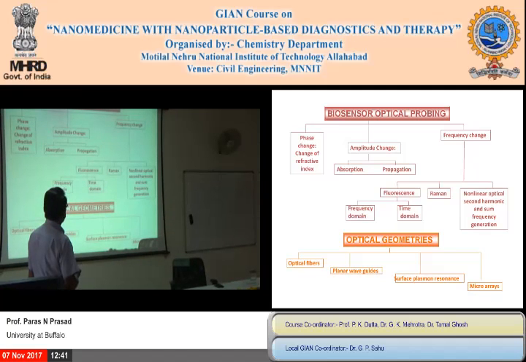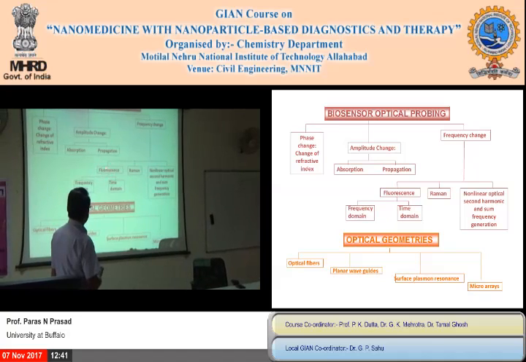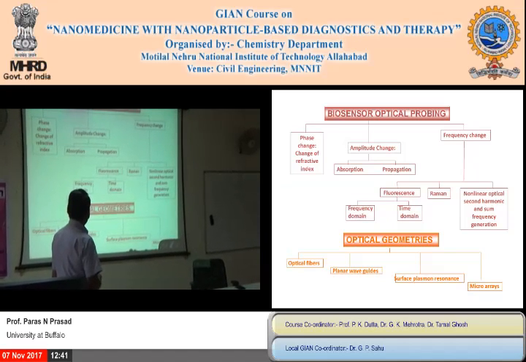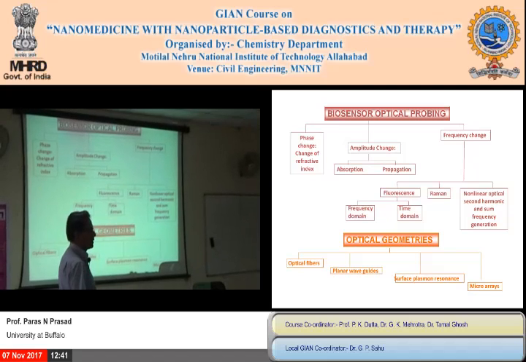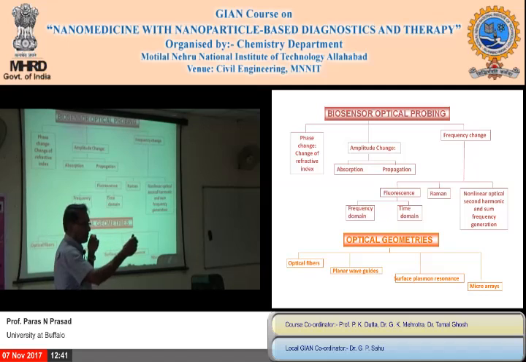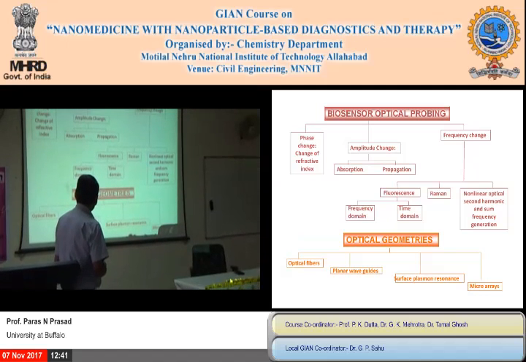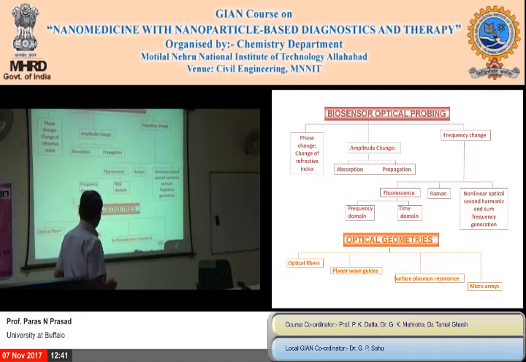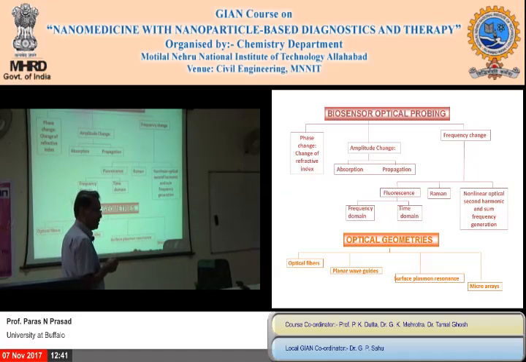Okay, and then frequency change can give you either fluorescence or Raman or nonlinear optical effects. The geometries that we use in optical sensors can be optical fibers, with light propagating through the fiber. It could be a planar waveguide where you trap light into a plane, or you can trap light into a thin film of metal and propagate as a surface plasmon.